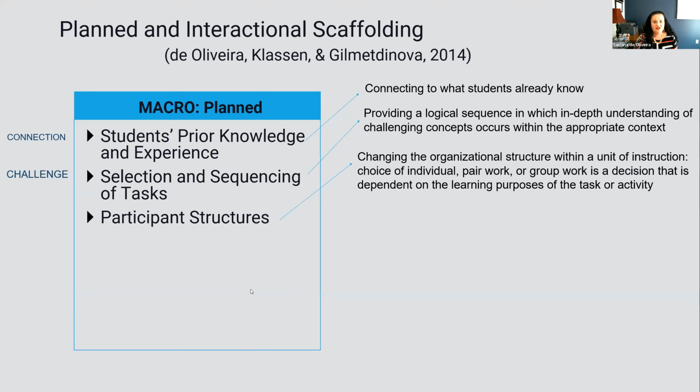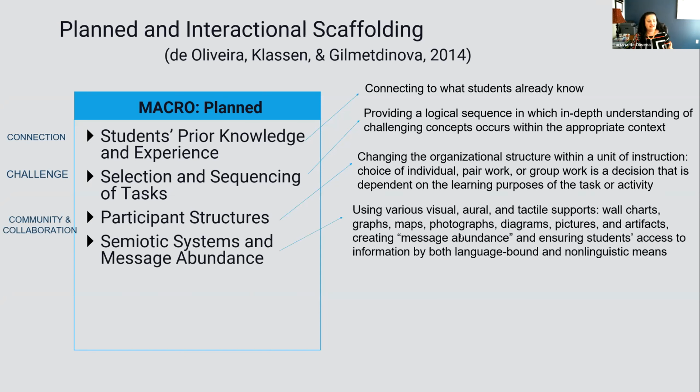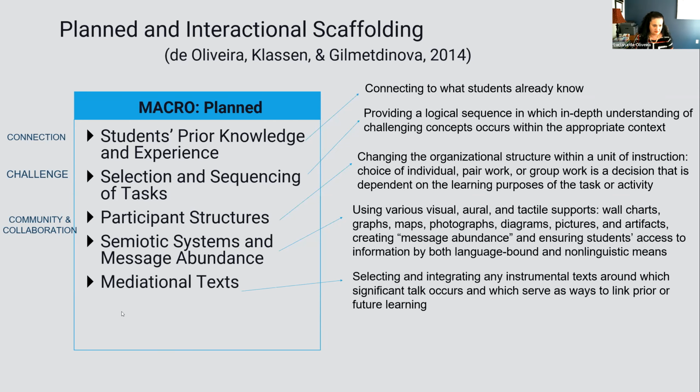Participant structures, changing the organizational structure within a unit. So individual, pair, group work really depends on the learning purposes of the task. Semiotic systems and message abundance. So using various visual, oral, tactile supports, and these are several examples, they create what we call message abundance and ensuring students' access to information by language-bound and non-linguistic means.